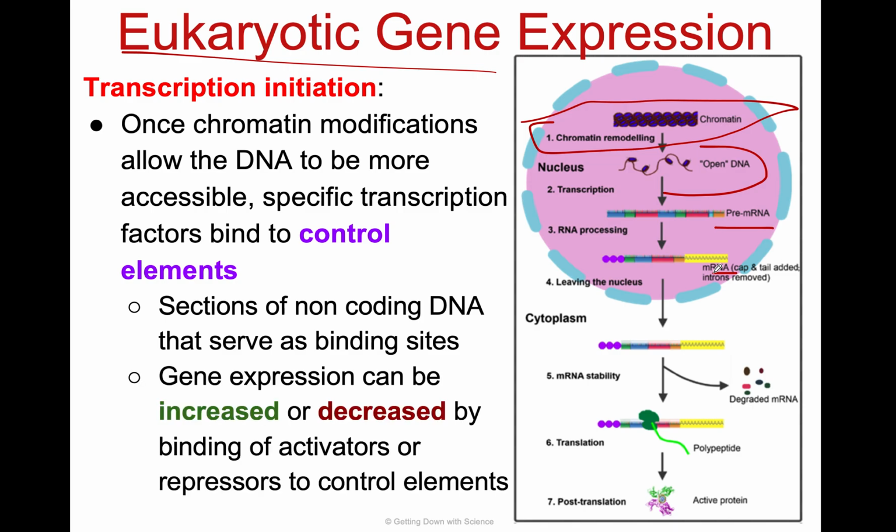So it can be increased and decreased by binding of these activators and repressors to control these elements. Remember, this whole topic is about control of these genes, control of these gene expressions. Produce more protein over here, less protein over there. Right, so these non-coding sections that serve as binding sites can be different from one to the next, and that could cause differences in these elements that make it one cell to another cell. These different proteins that have to be made.